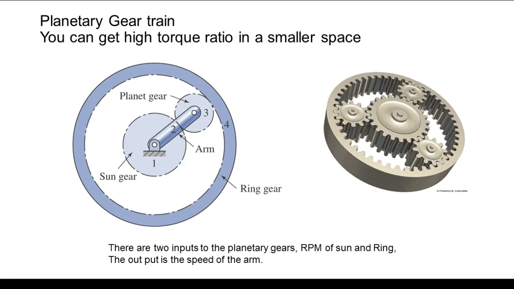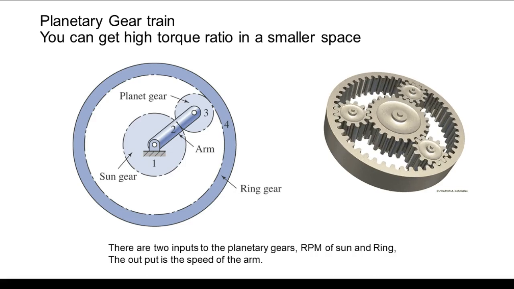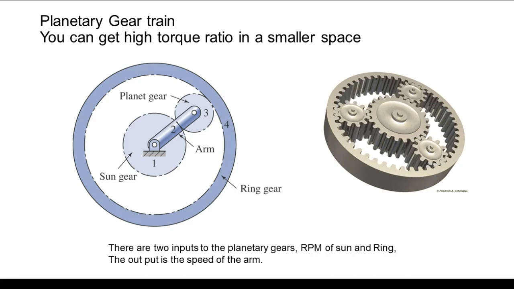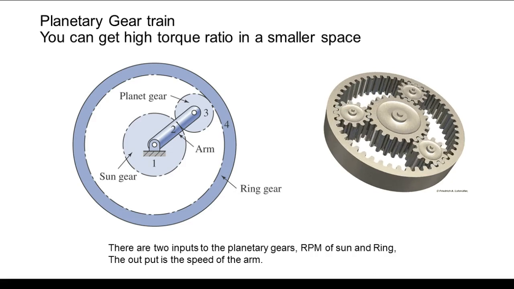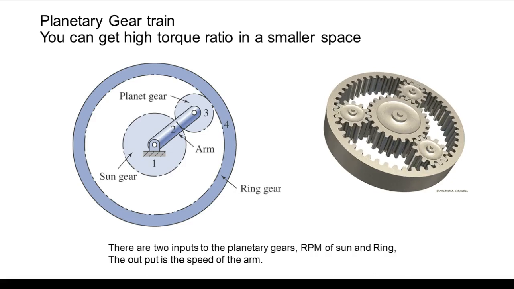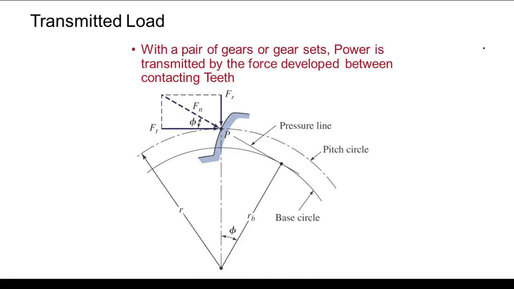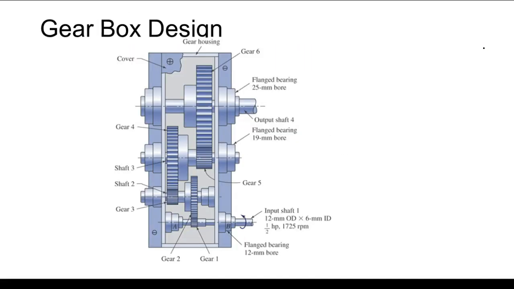We can do either, we can turn the outside and get a speed multiplier, or we can turn the inside. You can see why it's called planetary? So gearbox, also called a gear train.